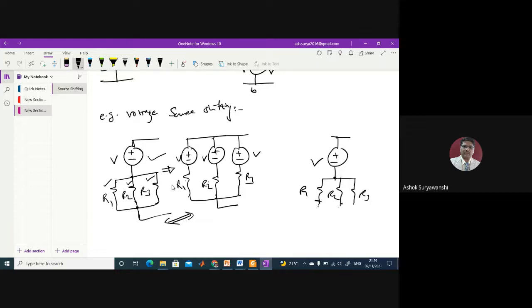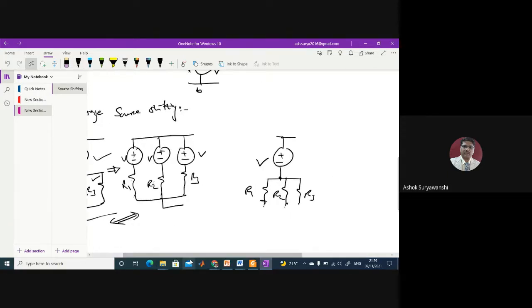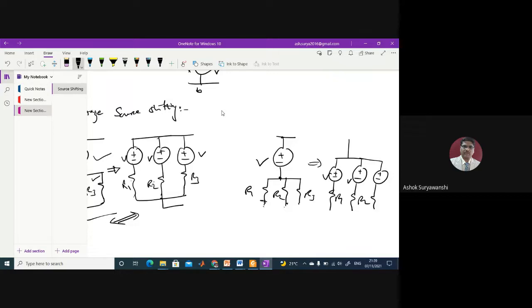So the same thing here for this one also. I'll just take it on the right side. So here you can do like this. You can transform this voltage source into each of the branches, like here voltage V and then resistor R1. R1 may be connected to some other branch here, no issue in that case. Then this is V, R2, and then here V, R3.